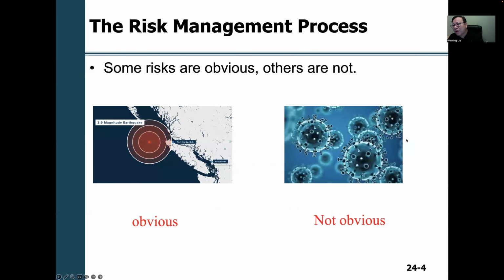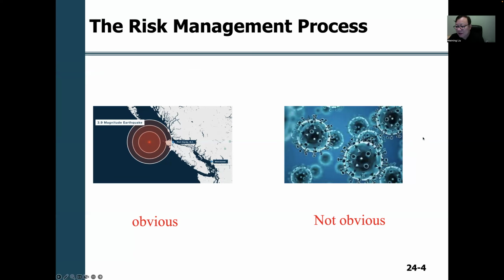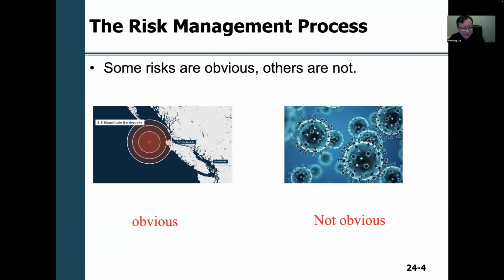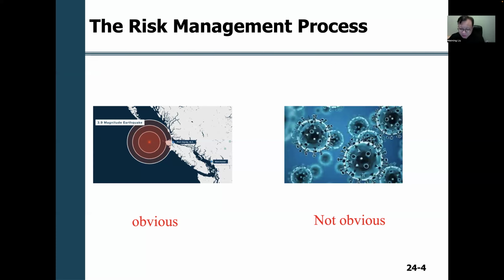Some risks are obvious, others are not. For the obvious risks, I was thinking about earthquake risk. Think about Vancouver Island. In this area, people keep talking about a very big earthquake coming. The last time, 100 years ago, a very significant earthquake happened in Vancouver. Right now there are earthquakes happening, but the magnitude is very small. But people are predicting that a very high magnitude earthquake is going to happen in Vancouver. So that risk is obvious because people are talking about it.